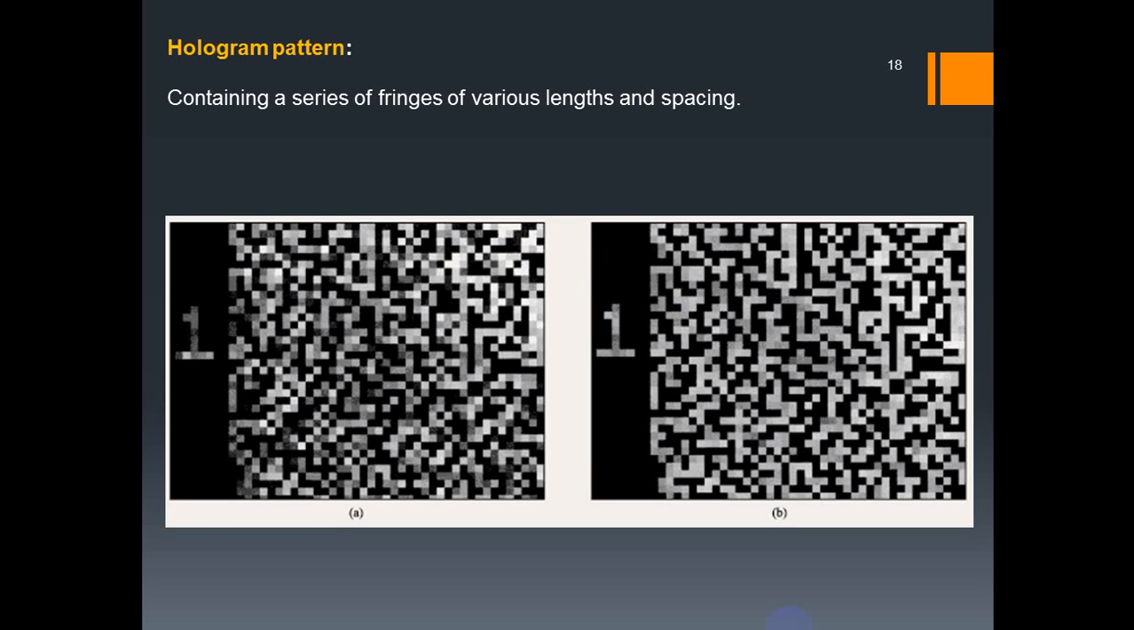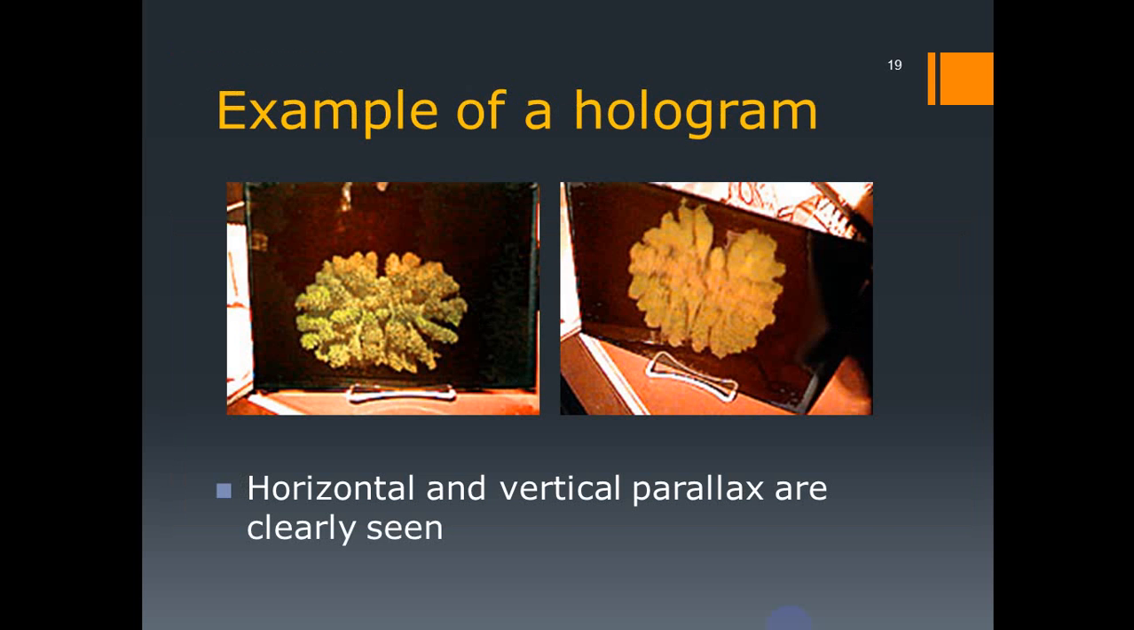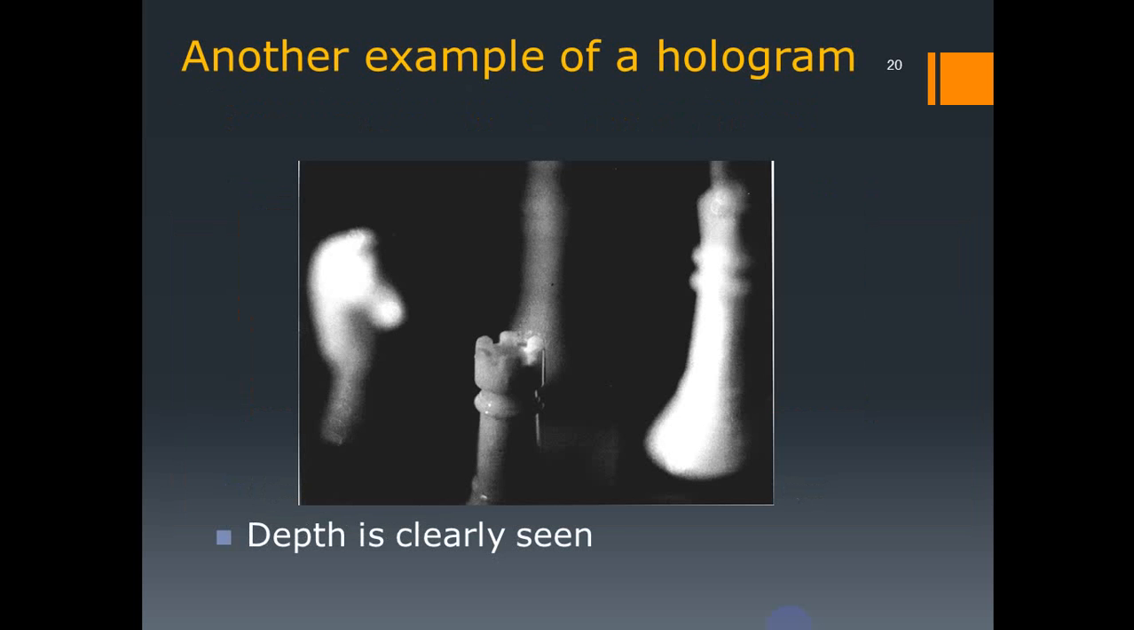So here in this picture, it shows a series of fringes of various length and spacing. Now in this picture, we are showing examples of two holograms. Here, horizontal and vertical parallels are clearly seen using the technique of holography. So this is another example of a hologram. Here in this type of holography, the depth is clearly seen.